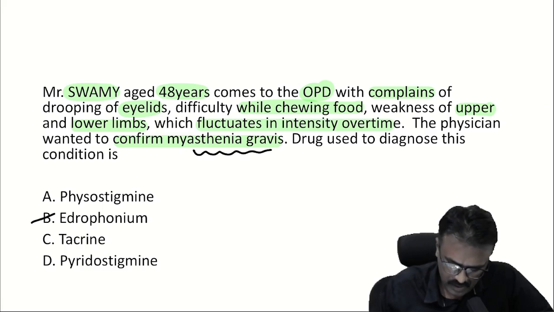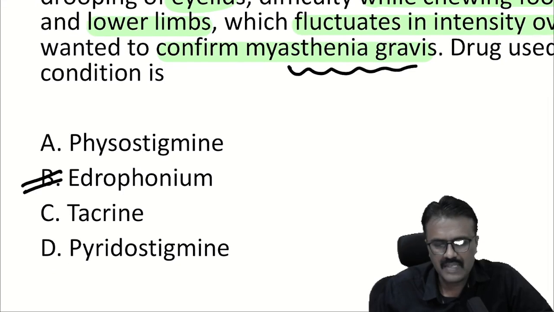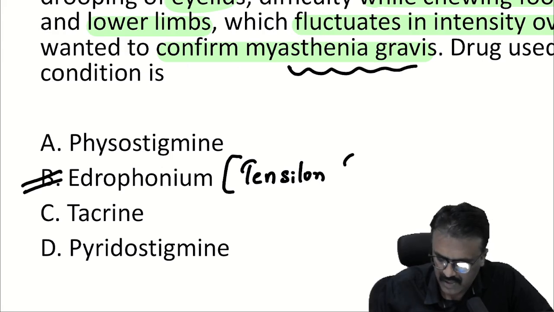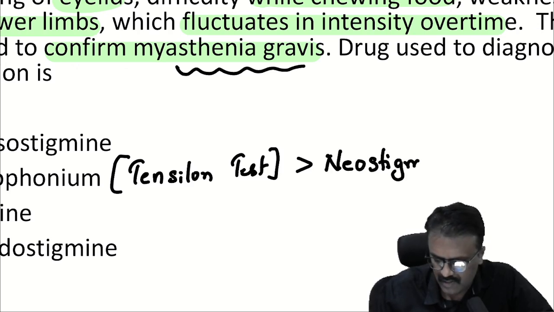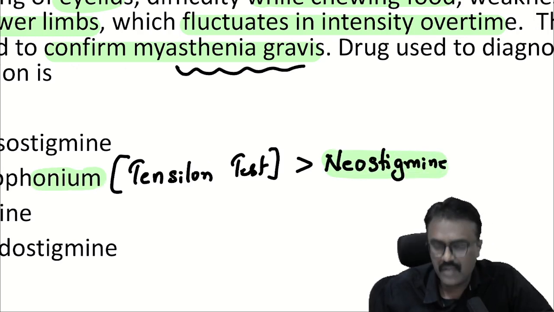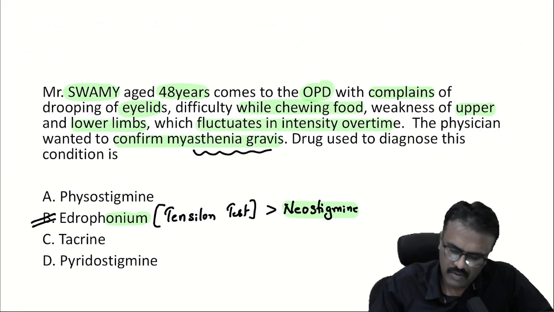Yes, very good. The drug that is used is edrophonium. So edrophonium is a drug which is used to diagnose myasthenia gravis. It is also called the tensilon test, and most of you have answered. Sometimes if edrophonium is not available, then we can also use neostigmine to diagnose myasthenia gravis. This is a point most of you don't know. If edrophonium is not available, we can use neostigmine for diagnosing myasthenia gravis. So there are certain points I want to tell you here.